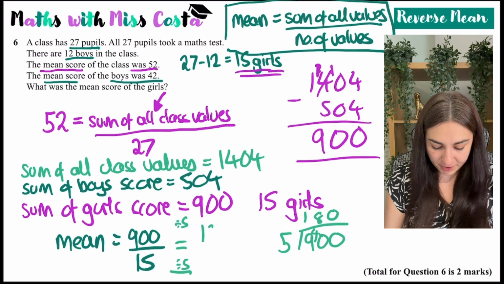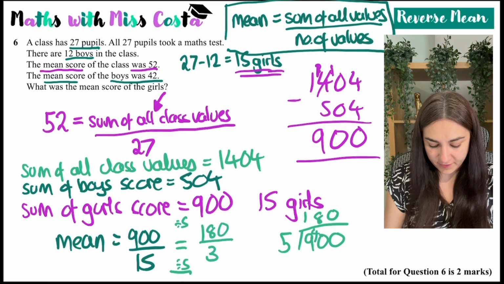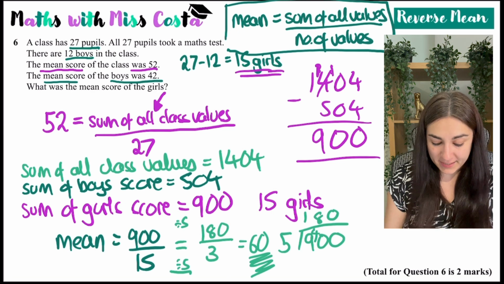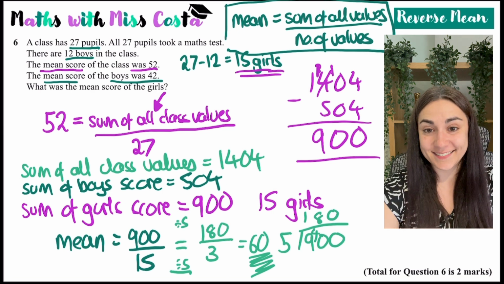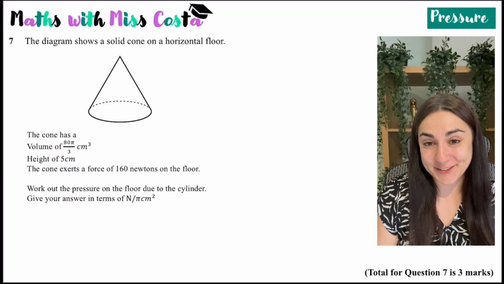5s into 0 are 0. So that would become 180 divided by 3. And 180 divided by 3 is 60. So the mean score of the girls is 60. Okay, so a slightly tricky question.